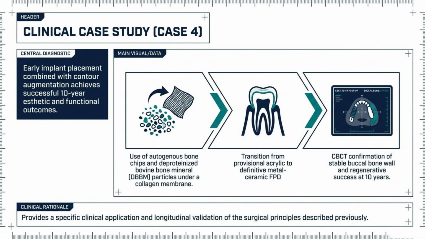Let's examine how this looks in practice. This clinical case study demonstrates a successful 10-year aesthetic and functional outcome utilizing our early implant placement protocol combined with contour augmentation. Surgically, we utilized a mixture of autogenous bone chips and deproteinized bovine bone mineral, DBBM, particles beneath a collagen membrane. The patient successfully transitioned from a provisional acrylic restoration to a definitive metal ceramic FPD. Most importantly, the 10-year post-operative CBCT scan confirms a highly stable buccal bone wall, validating our regenerative success.